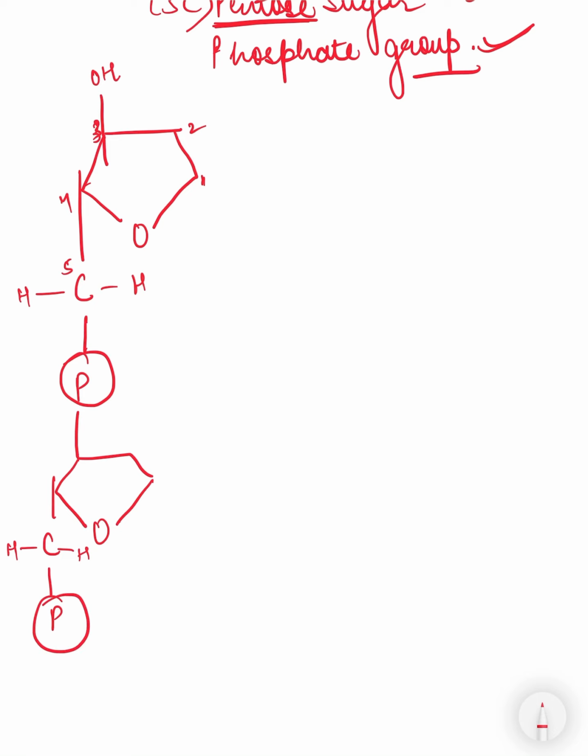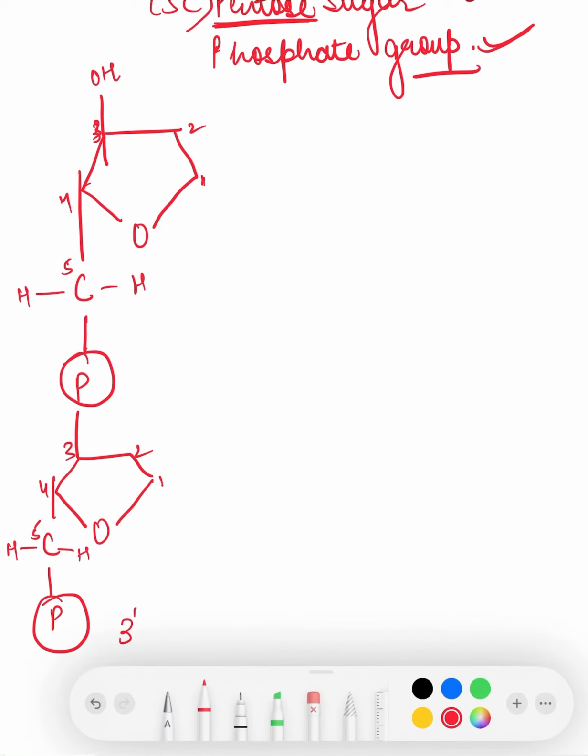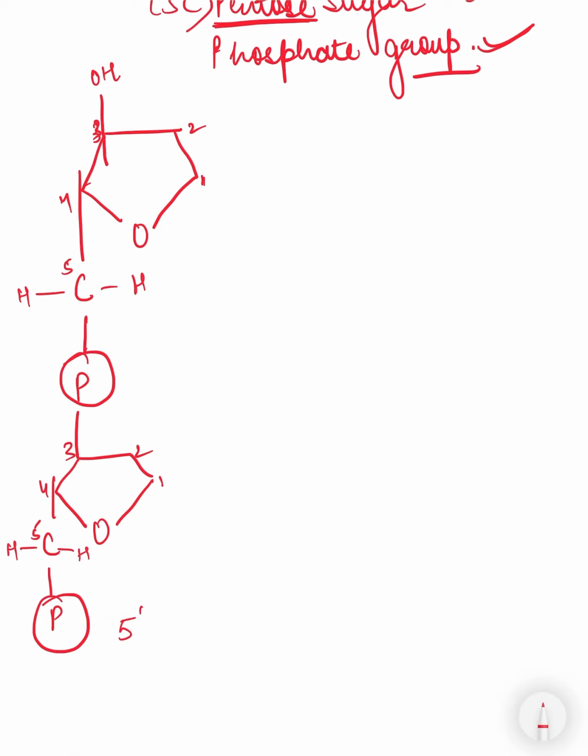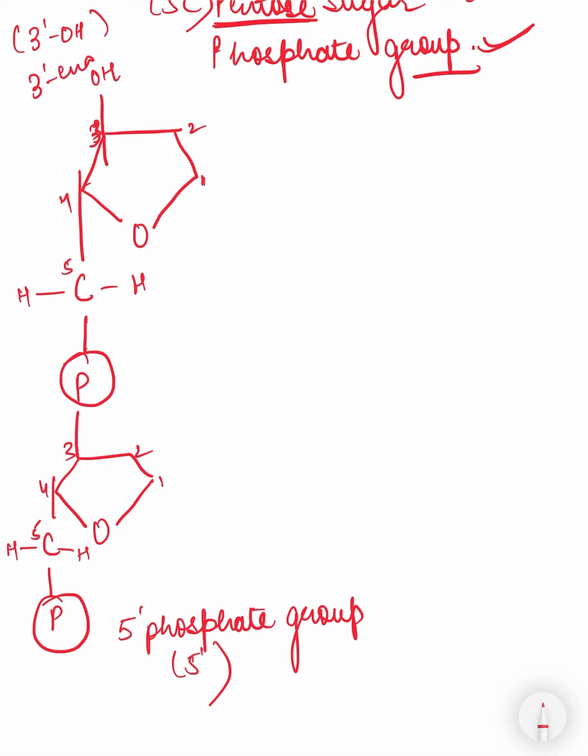Now if you can see, on the 5th carbon, 1, 2, 3, 4 and 5th carbon, we have a phosphate group attached. So we call this group the 5' phosphate group, or simply 5'. And on the 3rd carbon here, we have an OH group attached. We'll call it the 3' OH group, or simply the 3' end of the nucleotide chain.